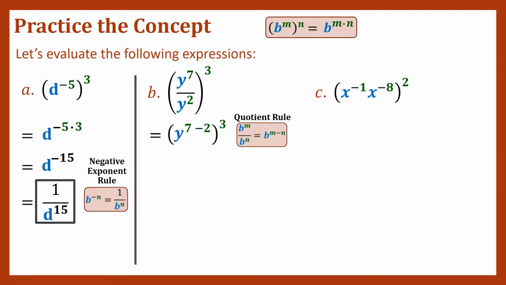Continuing with this expression, inside the parentheses, we will then write y raised to the power of 5, which is then raised to the power of 3. And now, using the power rule, this is then equal to y raised to the power of 5 times 3, which equals y raised to the power of 15. And this is the result of the second expression.